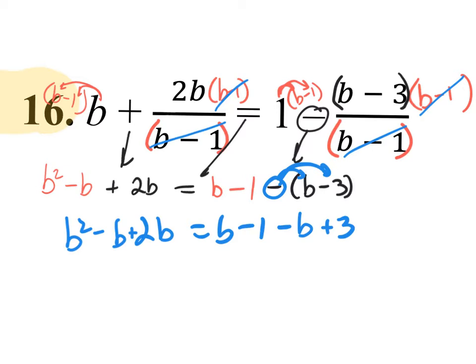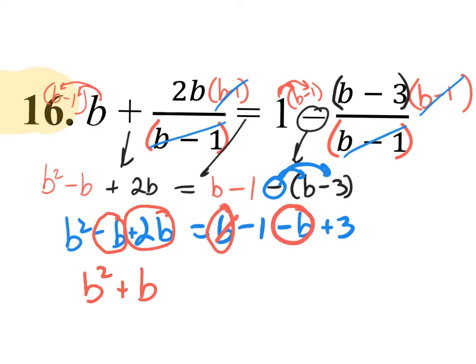So on the left side of this equation, I could combine this minus b with this plus 2b, and what do I have left? A b squared plus 1b. Over here we could combine the b with the minus b, those eliminate. We could combine the minus 1 with the plus 3, and that'll give us a 2. Let's not forget to bring down that minus sign.